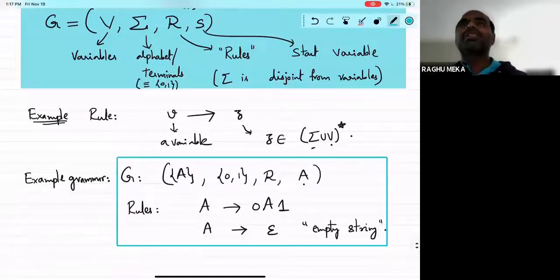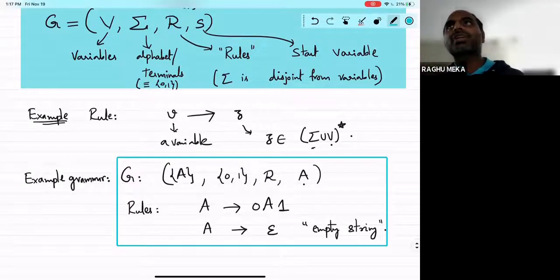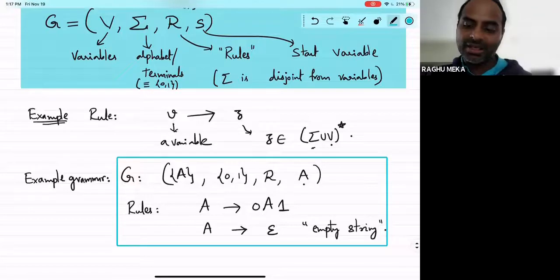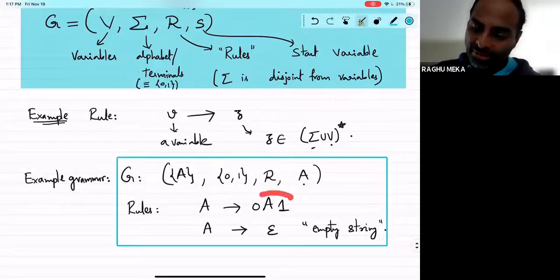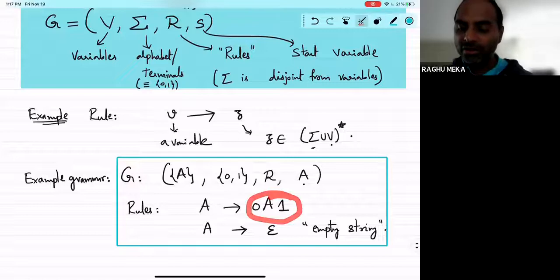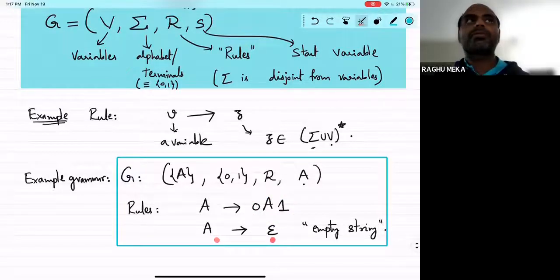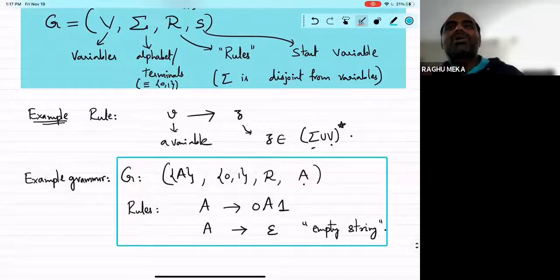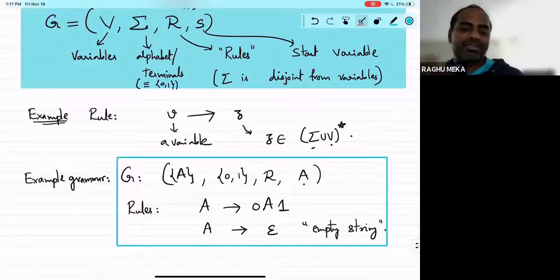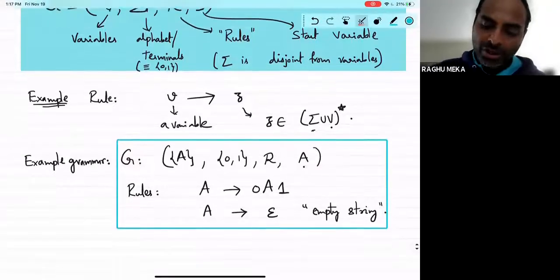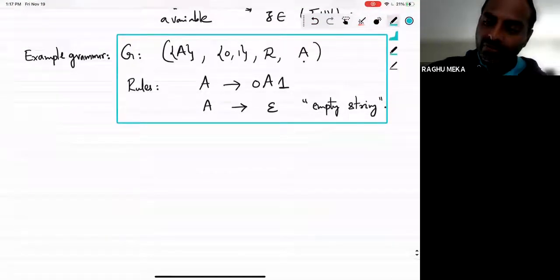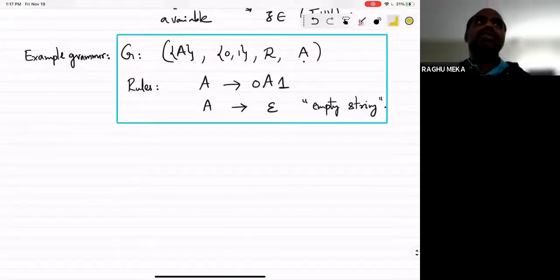Any questions about this? Basically, you have a variable, and I can substitute it with any sequence on the right-hand side. And here, as an example, I'm saying you can replace A with 0A1, or A with the empty string. It's an example of a grammar. So far, I've just told you what this object is. It's this 4-tuple. You have some variables, some terminals, some rules, and a starting symbol. Okay, but what do you do with them? The main things you do with them are get derivations.